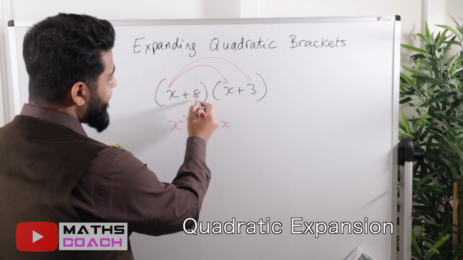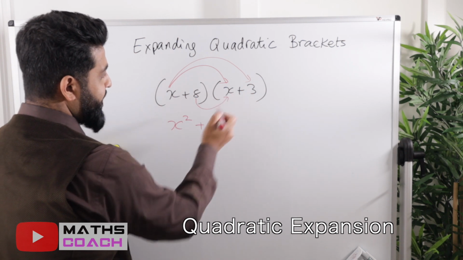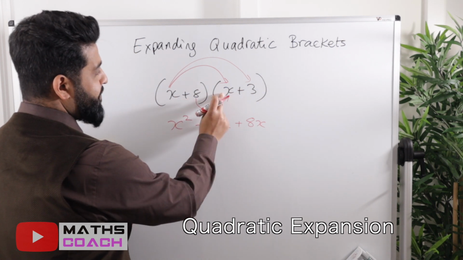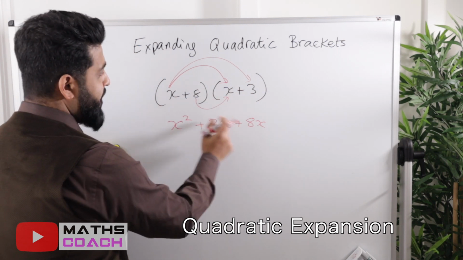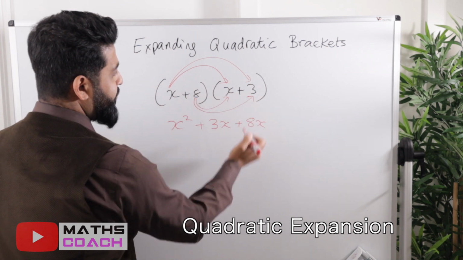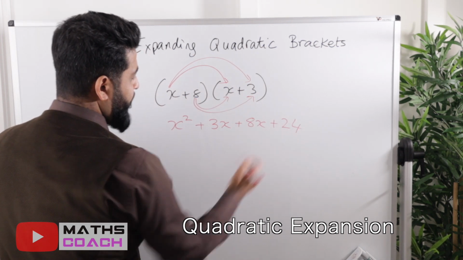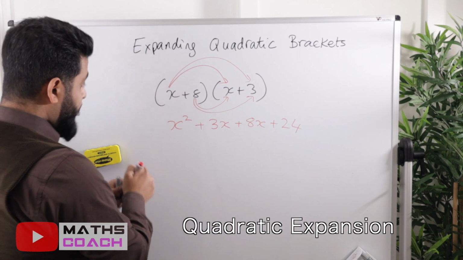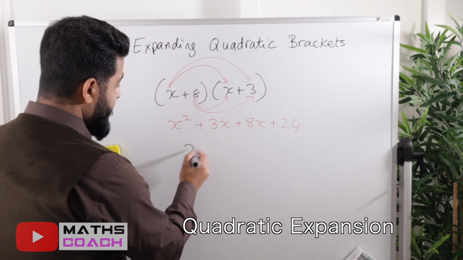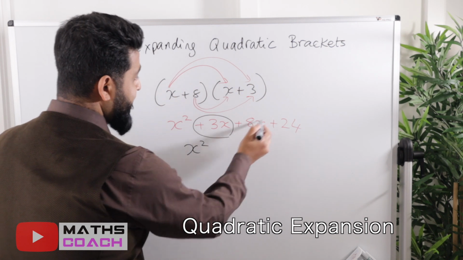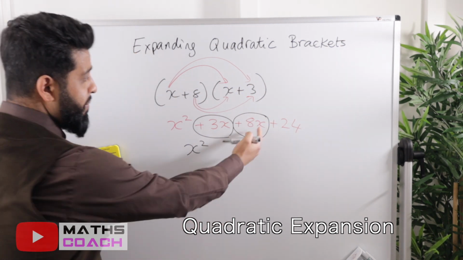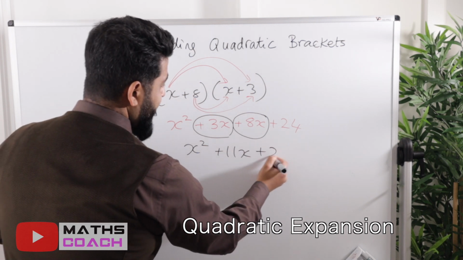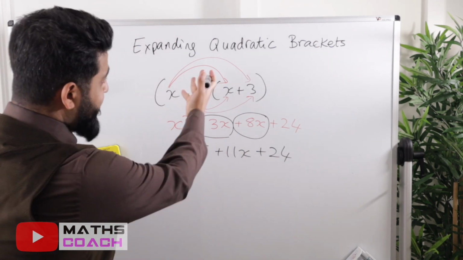Having done that, I take the second term in the first bracket and I multiply it with this. So 8 times x, that gives us plus 8x. Again, the sign will be positive and positive here, so therefore a positive sign. So that's 8x, and then 8 times the 3 gives me plus 24. All I need to do now is collect the like terms together. So I've got x squared here, there's nothing alike, so therefore x squared plus 3x and plus 8x, they are like terms, part of the x family here, and that gives us a total of 11x, and we just add plus 24, and that is this expanded.